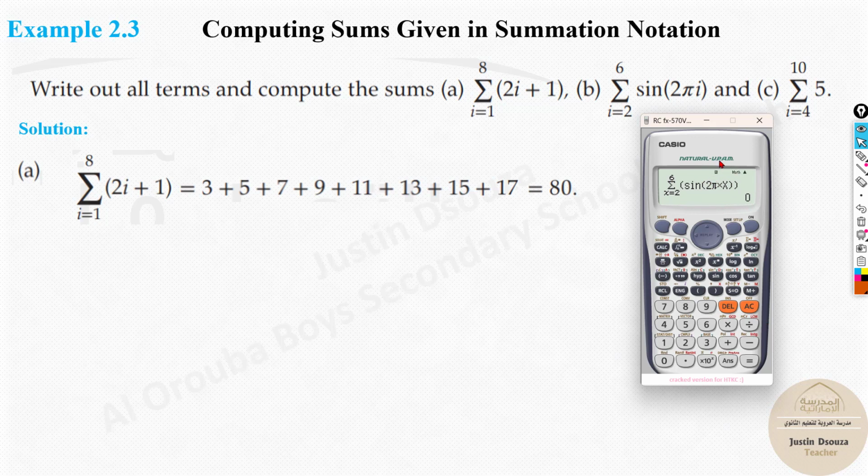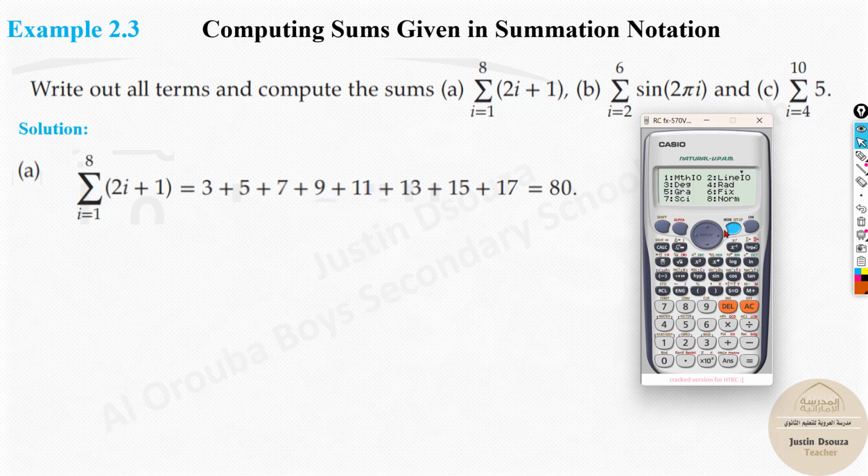If you have not changed this to radian mode, then you will not get the correct answer. If you have cleared your calculator, the default will be in degrees: shift, mode, and 3. So it's in degrees, right? You'll get some value. This is wrong. You need to change it to radian mode. Now you get the answer.